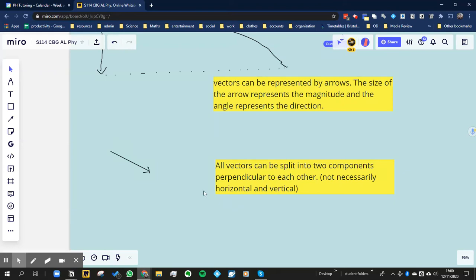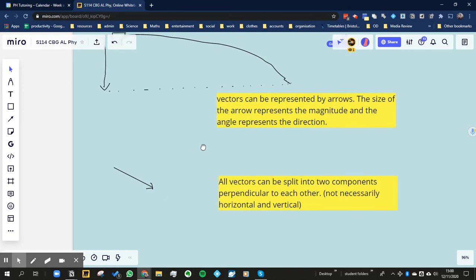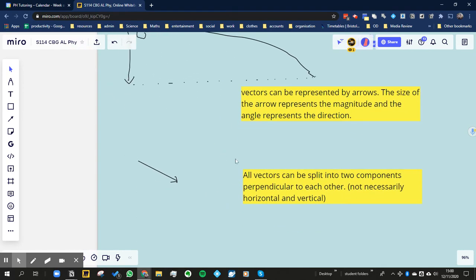Right, so what we're saying is that all vectors can be represented by arrows, like we've got here, and they can be split into two components. Usually, when we say two components, first of all, they must be perpendicular to each other, but they're usually going to be horizontal and vertical. So if I were to do horizontal and vertical components of this particular one, let's choose red here. Then I would do it like this.